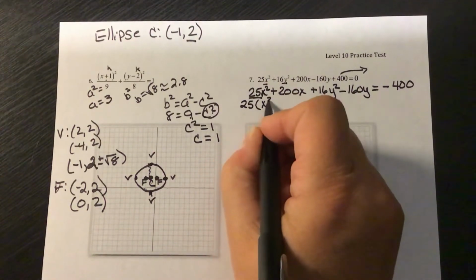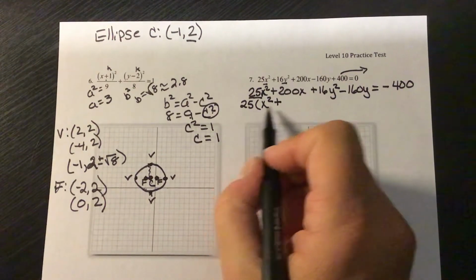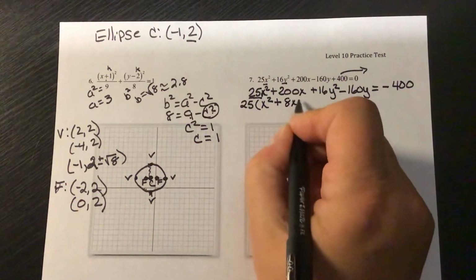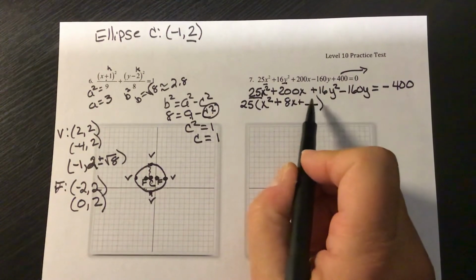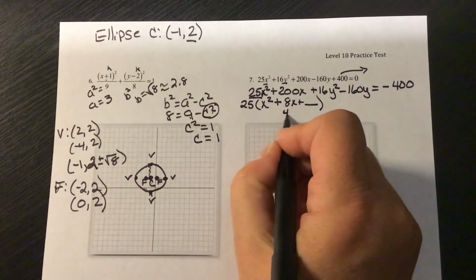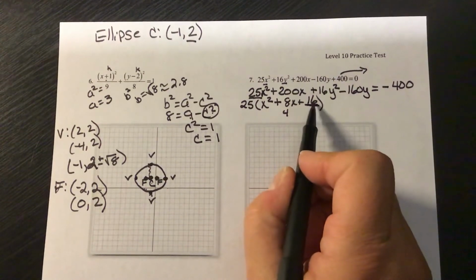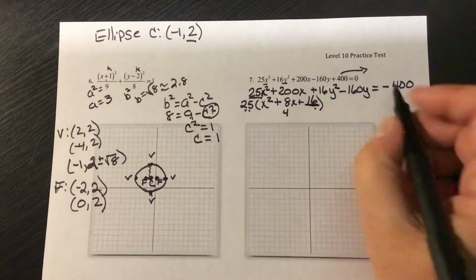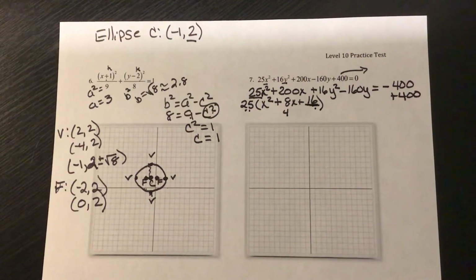That would give me x squared plus, and it's 25 times 8x. That gives me 200x. And in this perfect square position, I'm going to take half of 8, which is 4, square it, I get 16. But really, in this side, I'm adding 16 times 25, and that would be plus 400. So I'm going to add that to the other side.